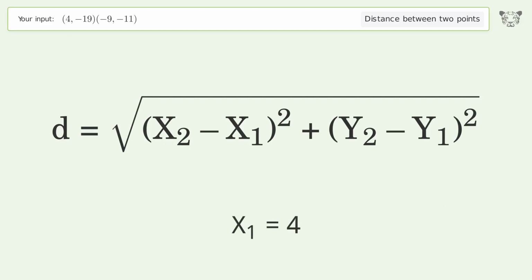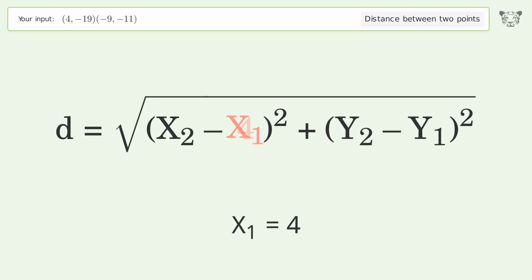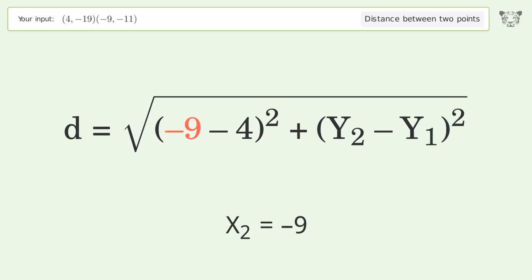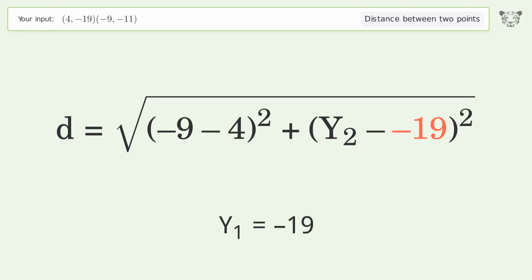x1 equals 4. x2 equals negative 9. y1 equals negative 19. y2 equals negative 11.